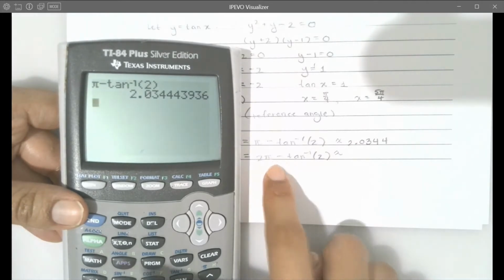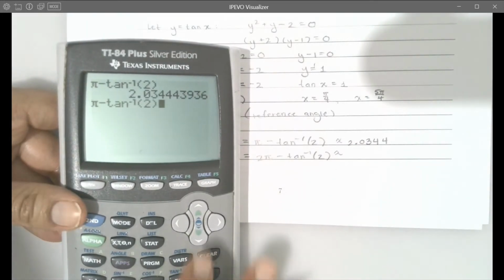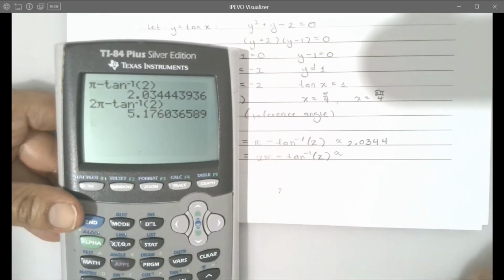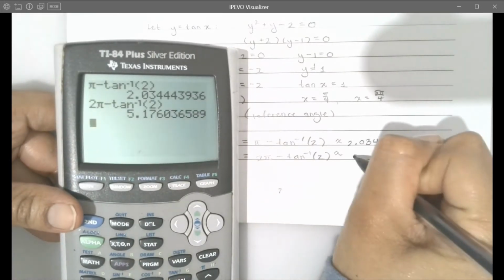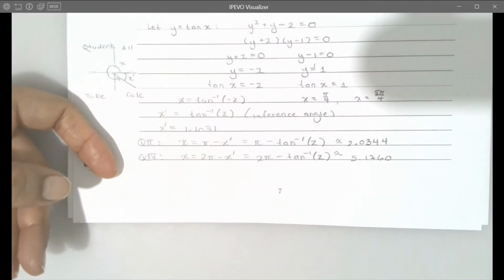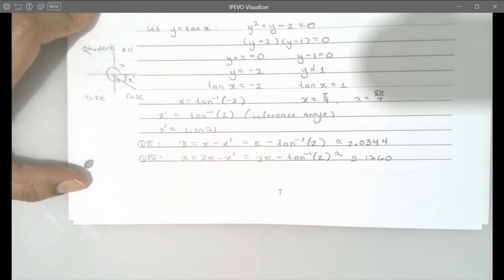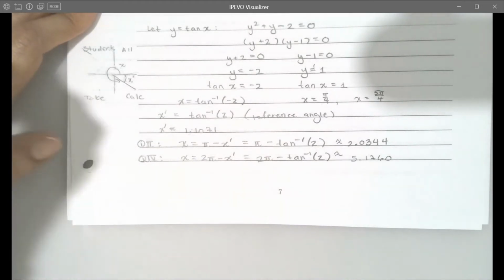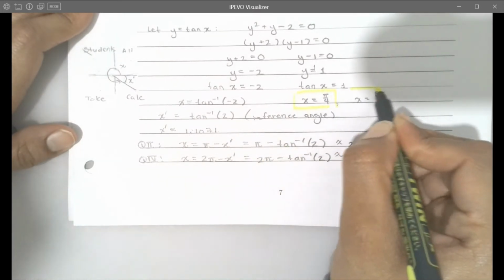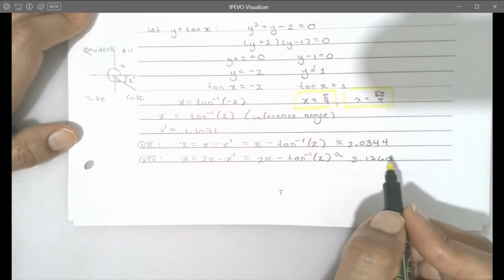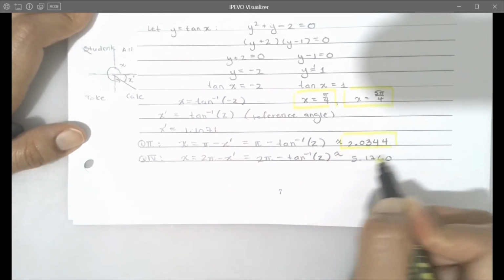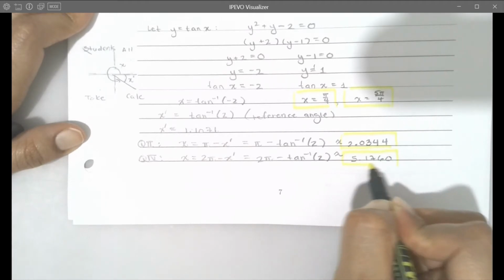For the next angle, we have a 2 pi, so I'm just going to copy the first expression and insert a 2 at the beginning. So 2 pi minus tan inverse of 2 will give us 5.1760. Alright, and so those are the 4 possible solutions that we get. The first 2 that we found were x is equal to pi over 4, x is equal to 5 pi over 4. The other 2 solutions are 2.0344 and 5.1760.